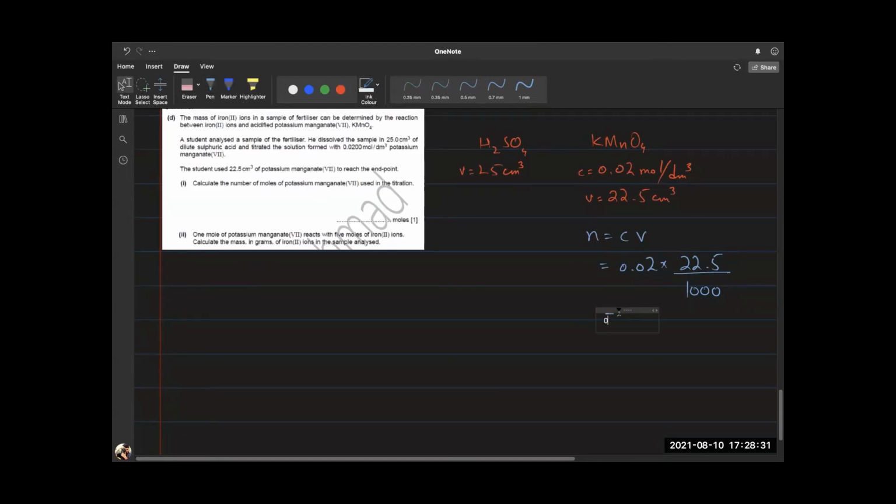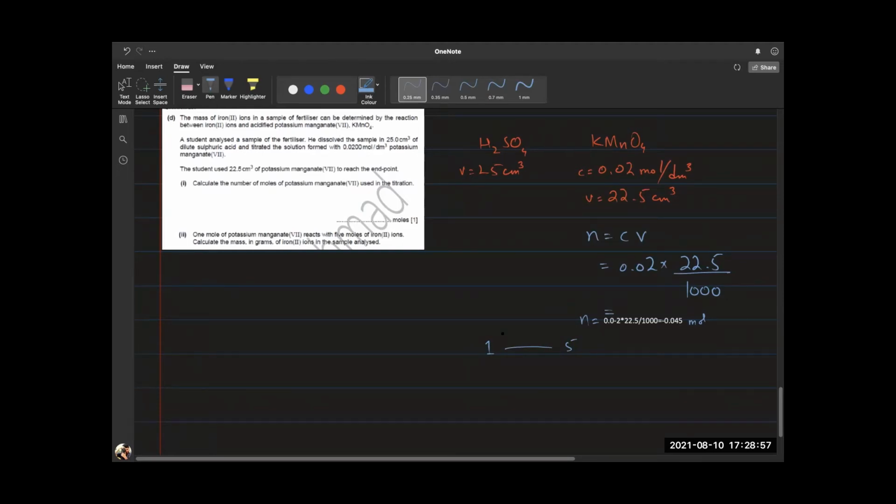So that is going to be 0.02 times 22.5 divided by 1000. That is 0.045 moles. So that's my answer. Number of moles is 0.045. 1 mole of potassium manganate reacts with 5 moles of iron 2. So they have told us the ratio. 1 reacts with 5. Calculate mass of iron 2.